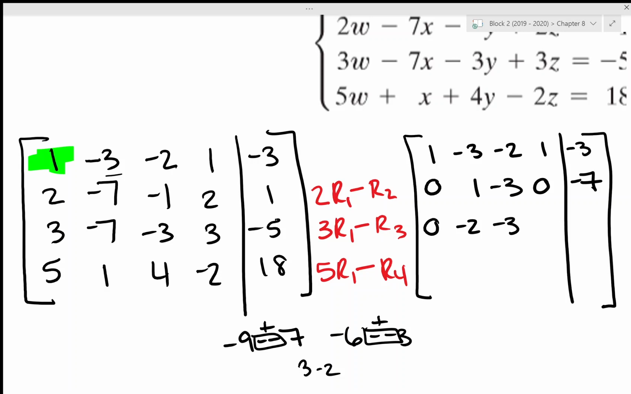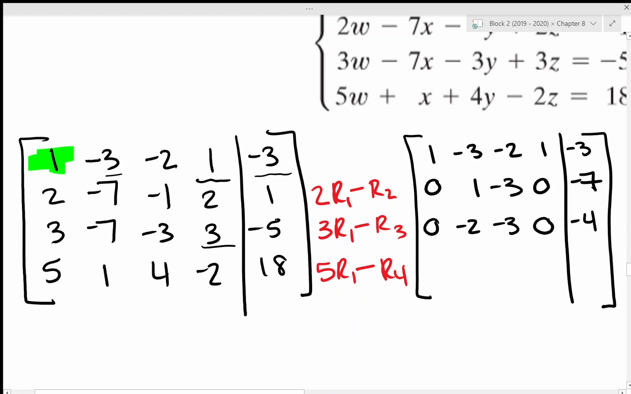Now, so row 1, 1 times 3 is 3, minus 3 is 0. Then 3 times -3 is -9. Minus -5, so plus 5 is -4. Get rid of the little scratch. Now, last row. Okay. 1 times 5 is 5, minus 5 is 0. 5 times -3 is -15, minus 1 is -16.